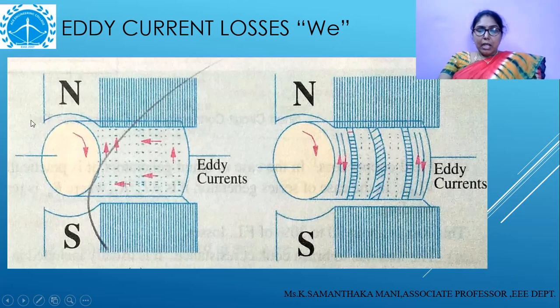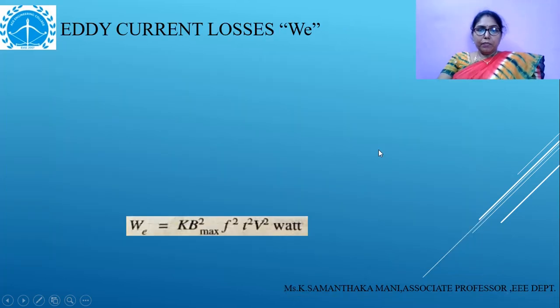Because of that, I'm making laminations of the entire core. Then the cross-sectional area available for these currents to flow is reduced, and the current magnitudes are also reduced compared with case 1. As the eddy currents are reduced, the losses will also be reduced. So this gives you a better explanation of eddy current losses. Now we are going to look at the formula used for this.